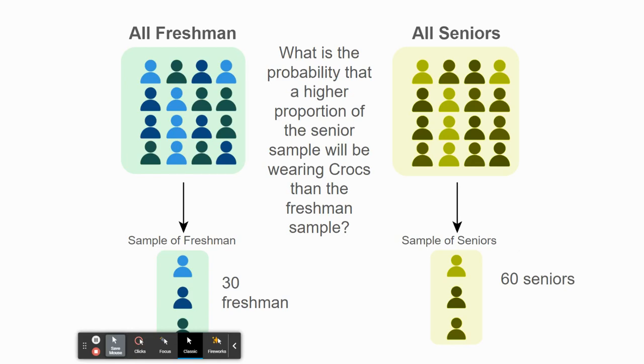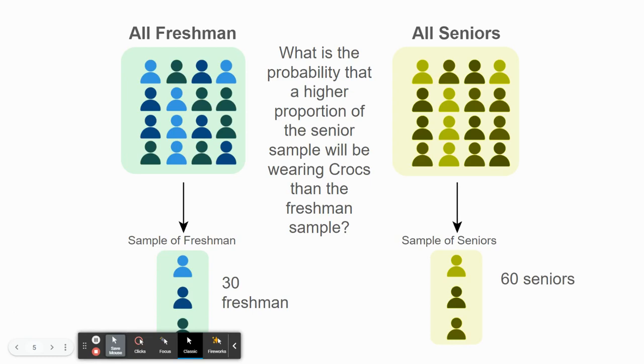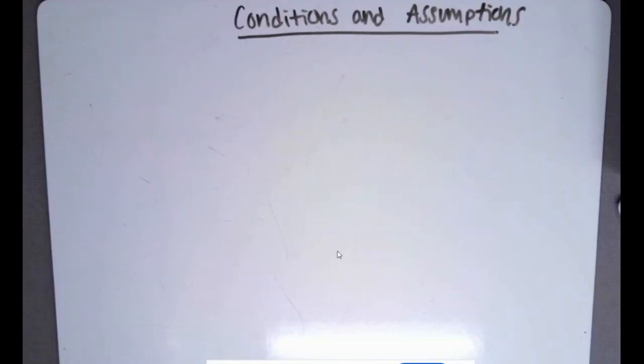Something else we'll need to know to answer this question is the true proportions within our population. So let's say the true proportion of freshmen wearing Crocs today is 0.44, and the true proportion of seniors wearing Crocs today is 0.72. This gives us all the information that we need to answer our question, which again is, when we take our sample of 30 freshmen and our sample of 60 seniors, what's the chance that the senior sample is going to have a higher proportion of students wearing Crocs than the freshman sample? Okay, I'm going to switch over to my whiteboard here since I'm going to do a bit of writing.